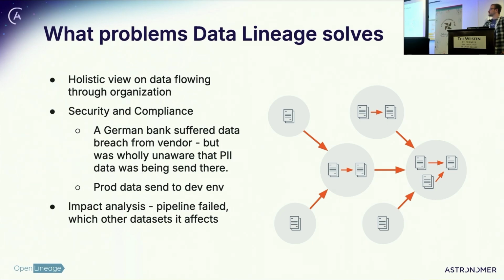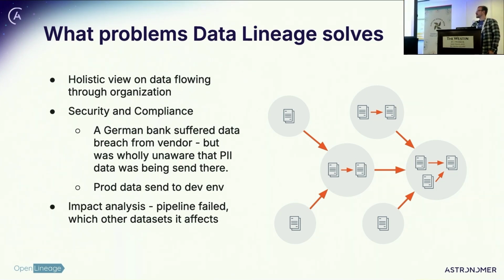Basically, it allows you to have a view of relationships of data in your organization. Another very important thing is security and compliance. There have been a lot of issues regarding data leaks. One particular one was that some bank leaked data to a vendor because they weren't even aware that they were sending some kind of data to the vendor. And also a very common one is sending production data to a development environment where it's accessible by everyone, regardless of the controls that might be in production.